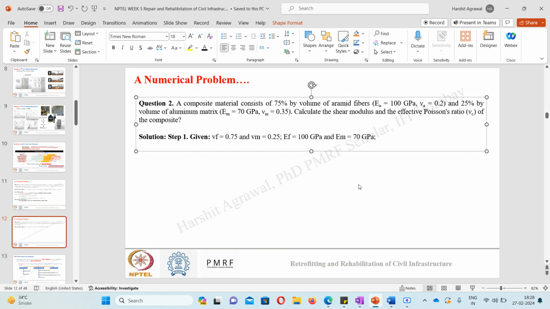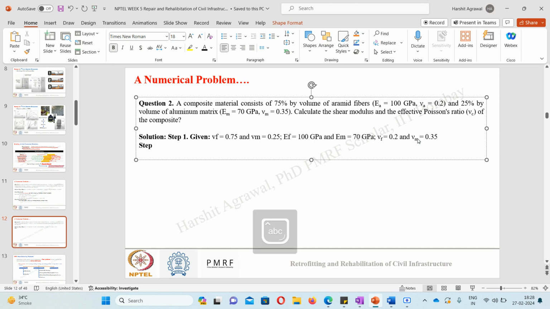And apart from this, we know the Poisson's ratio of fiber is 0.2, and the Poisson's ratio of matrix is 0.35. So these values are known to us. Now my step 2 will be calculating the shear modulus of the composite, that is represented by GC.